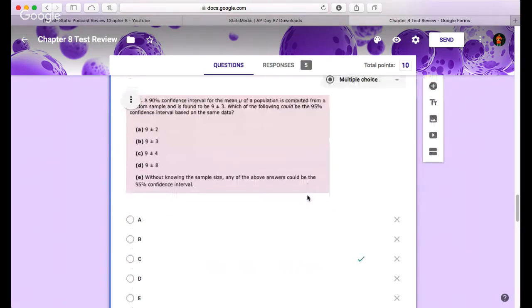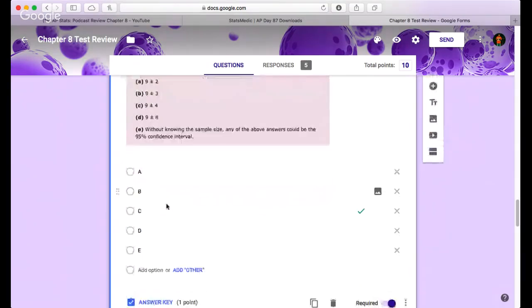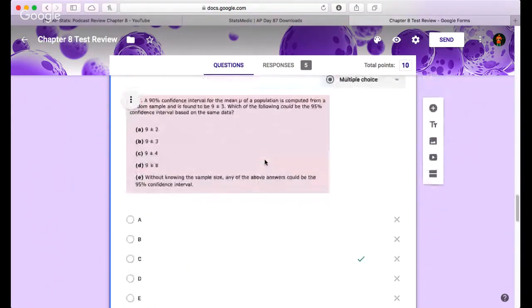I would lean towards E, but I'm not sure. I know that 95% would have a larger margin of error. So I think that would eliminate these two here, and it would go to C and D. But because we don't know the sample size, I would say it's C, D, or E. I would lean towards C, but I'm not 100% sure. It's larger, but I don't think it would be that much larger from a 90 to 95%. Because again, a larger percentage confidence interval would have a larger margin of error.